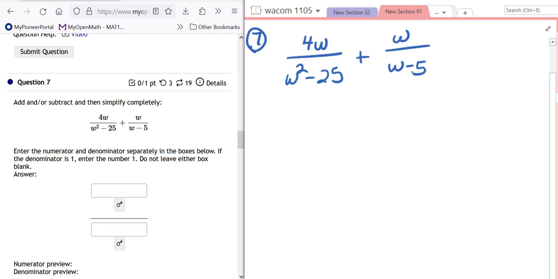So we pick the common denominator. This is a difference of squares on this first one. So w plus 5 and w minus 5. And so our common denominator is going to be w plus 5, w minus 5. That covers the other one.